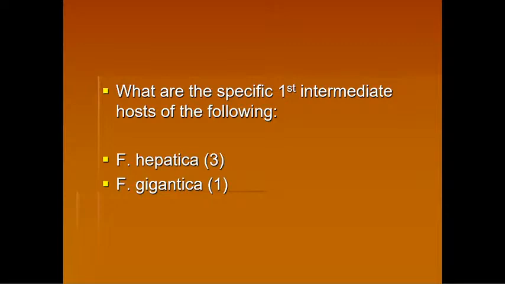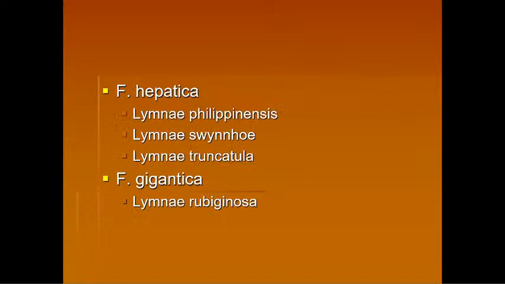Alright? So, isa-isahin natin because I know it's so annoying, but you're going to have to remember the scientific names of these snails. Limnaea philippinensis, if it's found in the Philippines, of course. Limnaea swinhoei, Limnaea truncatula, and Limnaea rubiginosa. Okay? So, the ruby snail. Actually, I looked it up in a biology book, and it's the ruby snail or the red snail. Usually, it's found somewhere in the Philippines as well.